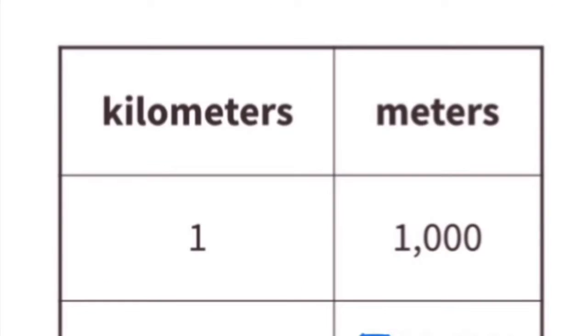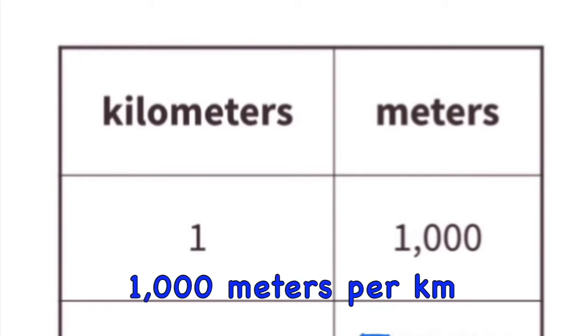For the right table, the constant of proportionality is 1,000 meters per kilometer.